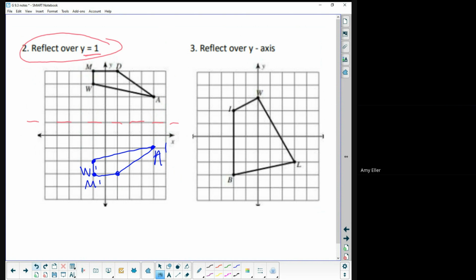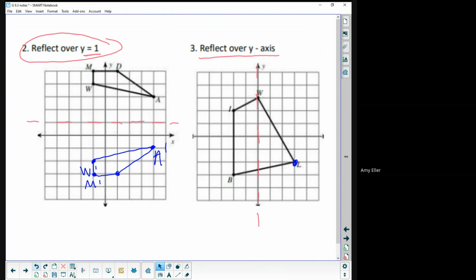Let's do number 3. Reflect over the y-axis. So draw in the y-axis. Let's reflect points one at a time. It doesn't matter where you start. I'm going to start with L. You're always walking to the line, perpendicular to the line.